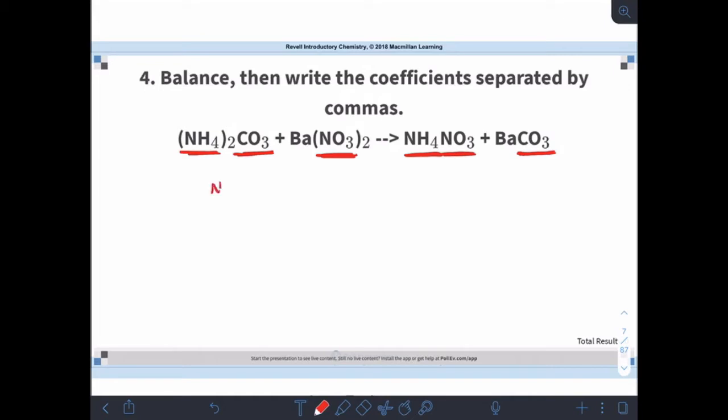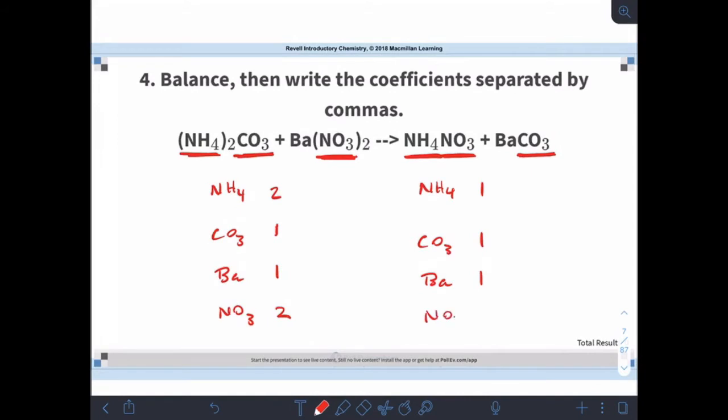So on the left, I have NH4, I have 2 of them. I have CO3, and I have 1 of them. I have barium, and I have 1 of them. And then my NO3, it's in parentheses with a 2 behind it, so that means that I have 2 of them. Right now on the right, I'm going to do the same thing. I have NH4, and there's 1 of those. CO3 is there, and I have 1 of those. Barium, I have 1, and NO3, I have 1.